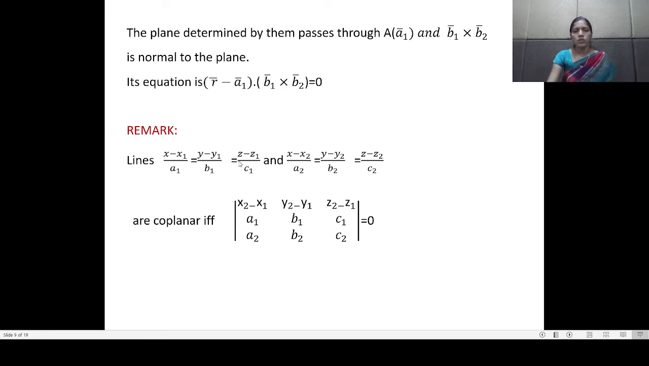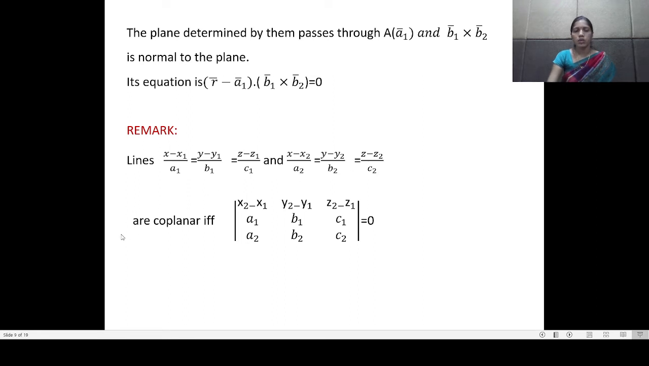Here we have to consider two lines in the Cartesian form. The lines are (x minus x1)/a1 = (y minus y1)/b1 = (z minus z1)/c1, and the second line is (x minus x2)/a2 = (y minus y2)/b2 = (z minus z2)/c2.